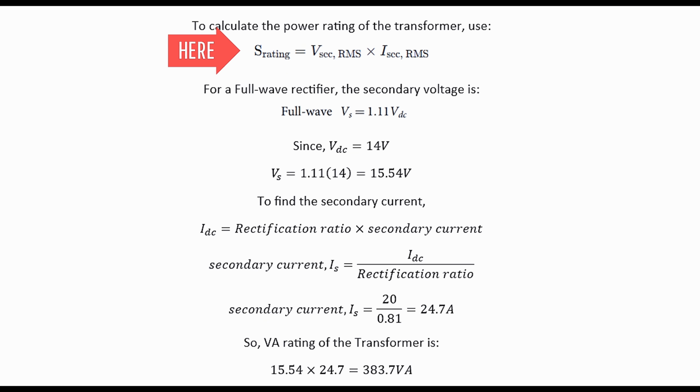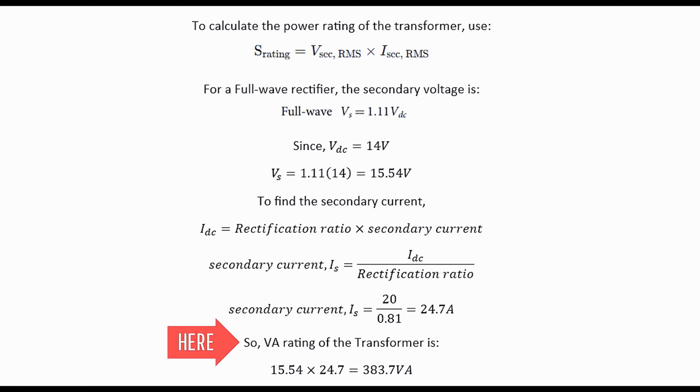Nominal power of the transformer is calculated by using this equation. From Rashid's textbook, the secondary voltage is equal to 1.11 times VDC. Since our desired DC output is 14 volts, the transformer's secondary voltage is 15.54 volts. Use the upper limit of the output DC current and the rectification ratio to find the secondary current. The upper limit of the charging current is 20 amperes, and we have already discussed the rectification ratio, which is 81% for a full-wave rectifier. Based on these values, the secondary current is calculated as 24.7 amperes.